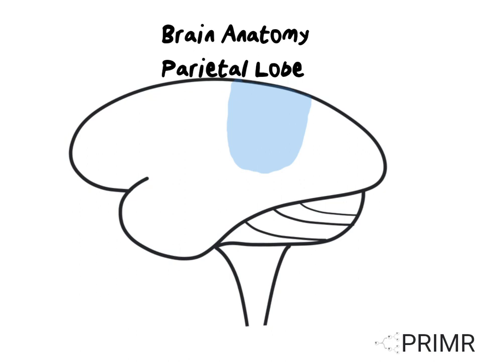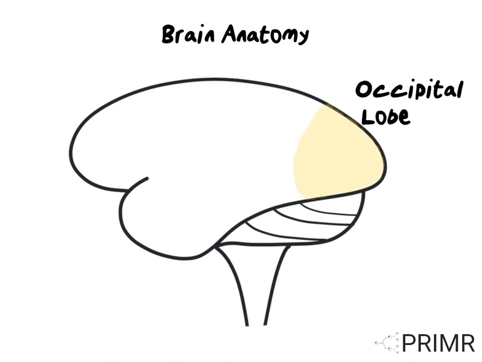This area is responsible for receiving and processing sensory information about things like light touch, sense of temperature, as well as pressure and pain. Patients with problems in this area can experience things like numbness or inability to sense hot objects. The occipital lobe is located in the back of the brain and is responsible for visual processing.